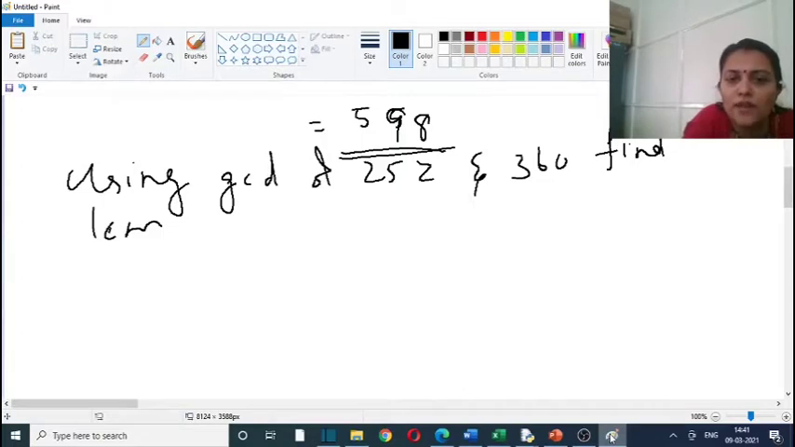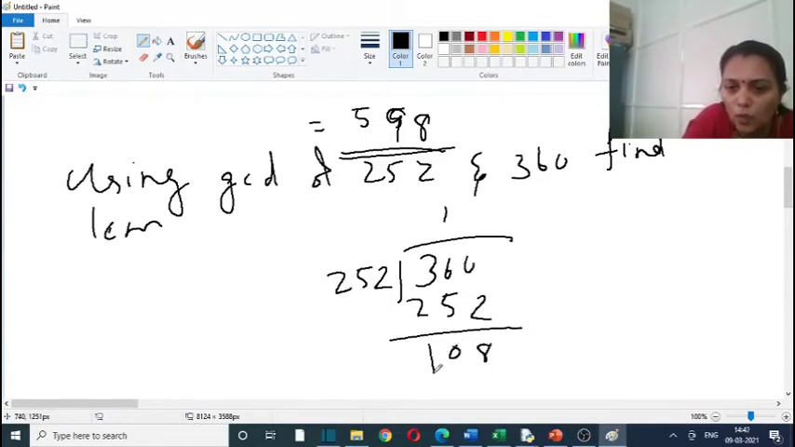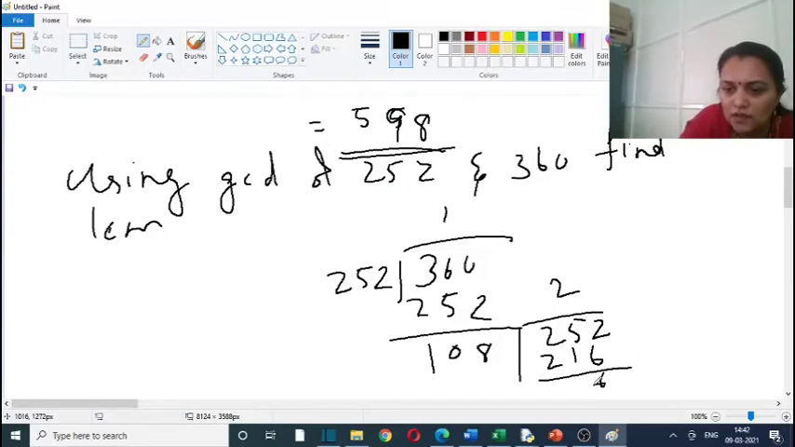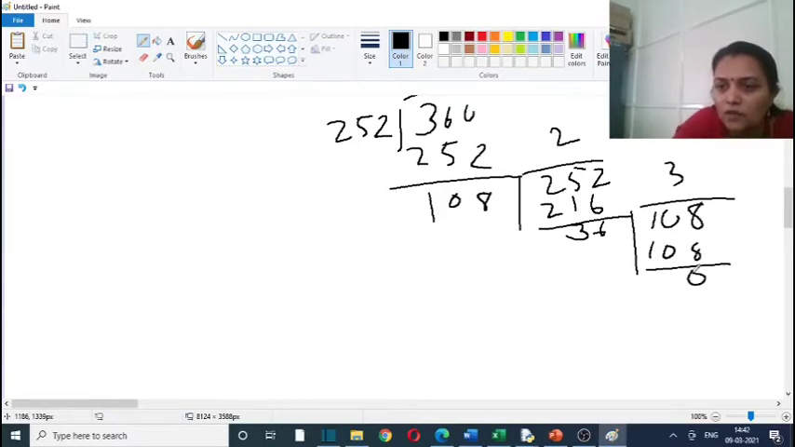Next problem is using GCD of 252 and 360, find LCM. So first we have to find the GCD of 252 and 360. For that divide 360 by 252. So the answer is 1. 252. Remainder is 108. Again divide 252 by 108. The answer is 2. 216. Remainder is 36. Now divide 108 by 36. So the answer is 3. 108. So the remainder is 0.